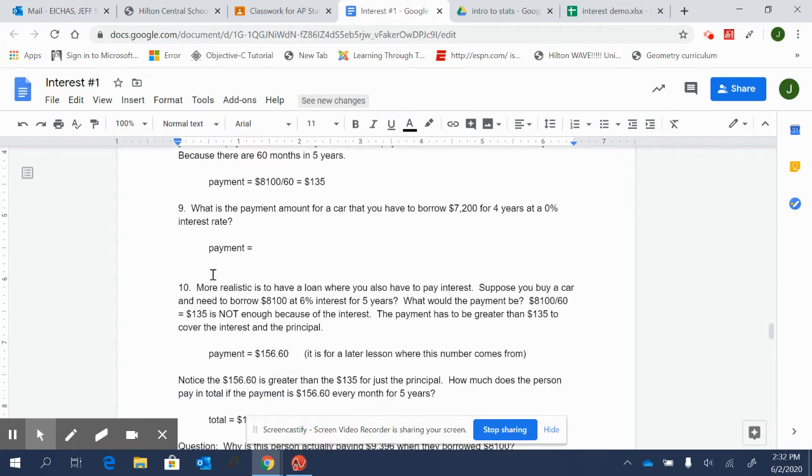All right, next one. What would happen if you borrowed $7,200 and you had to pay it back in 4 years? So what would you do? Make sure that you do 7,200 divided by 48. 48 months is how many is 4 years. So that would be $150. That's at 0% interest. All right, that's not realistic, but at least you know how that works.